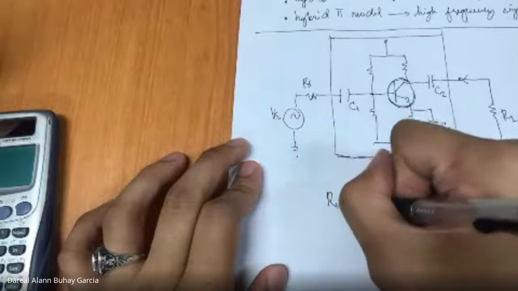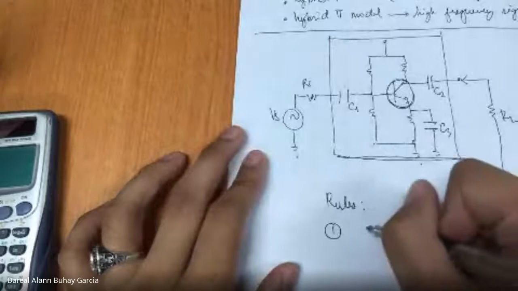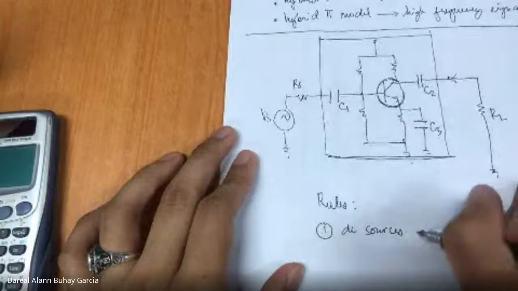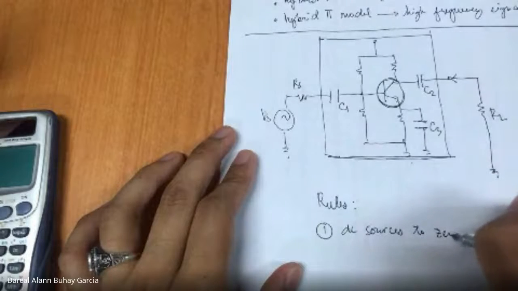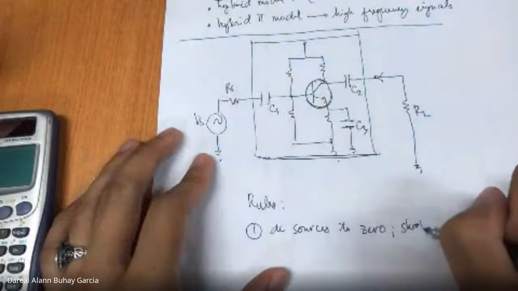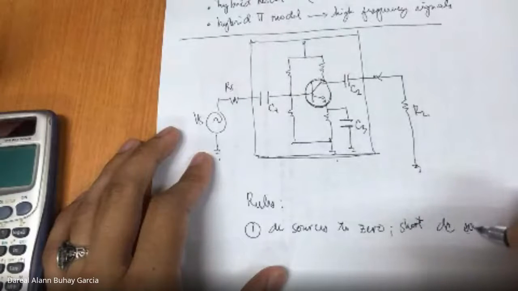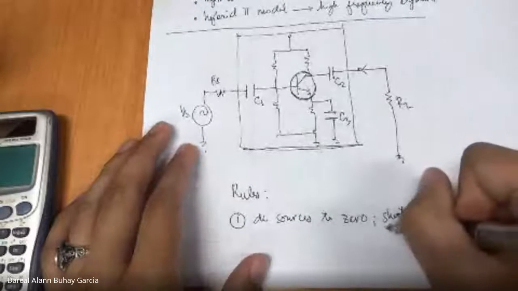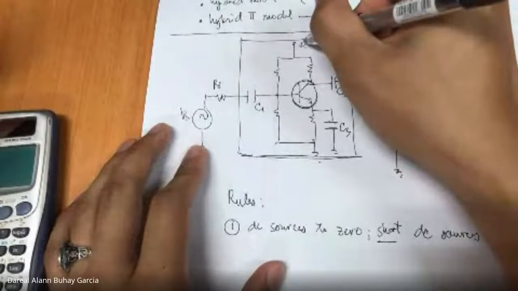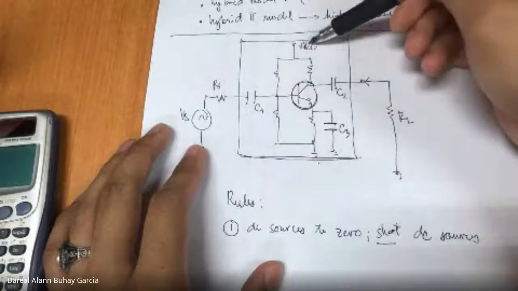Rule 1: set all DC sources to 0, or short the DC sources. Meaning, our VCC is connected directly to ground.